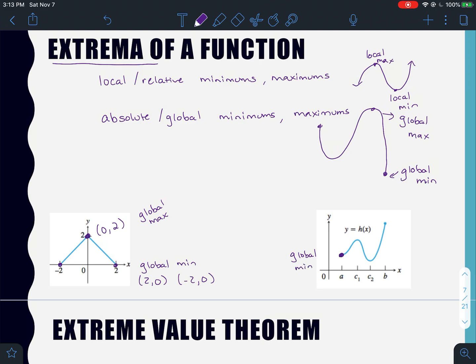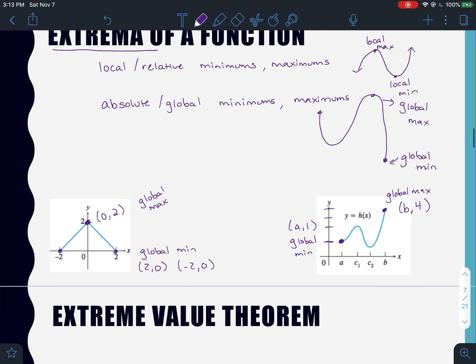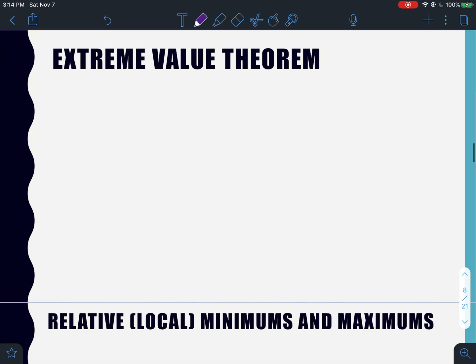On the graph next door, this point right here would be your global minimum. It doesn't have a y value given, so we'll just give it 1. So at the point (a, 1), you have a global minimum. And then this point right here would be the global maximum. So let's just call that the point (b, 4) the global maximum. That's the highest point that occurs on that graph.